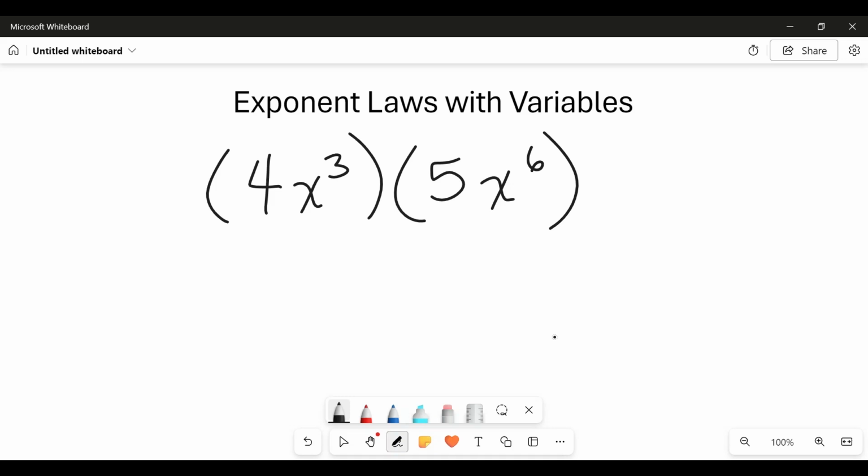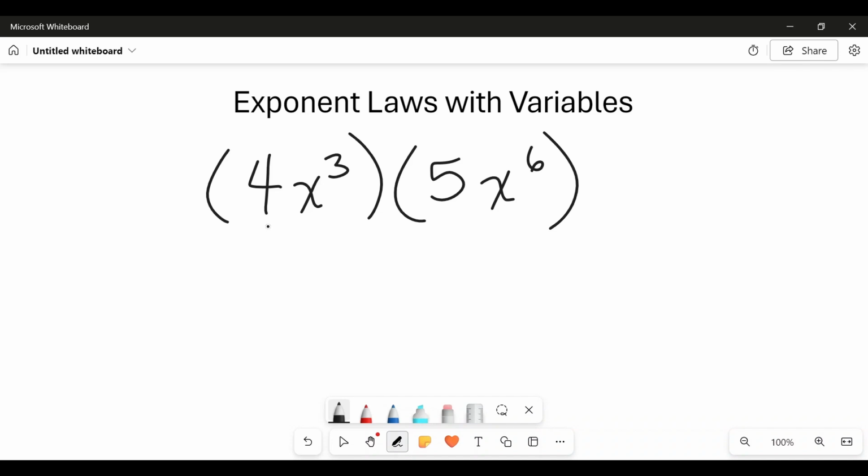In today's video, we are going to be using the exponent laws with terms including variables and numbers out in front. So in this problem right here, we have two terms being multiplied, 4x to the third and 5x to the sixth. And we're going to use the exponent laws that we've learned previously and apply them to these algebraic situations. So first, we needed to get the terminology down.